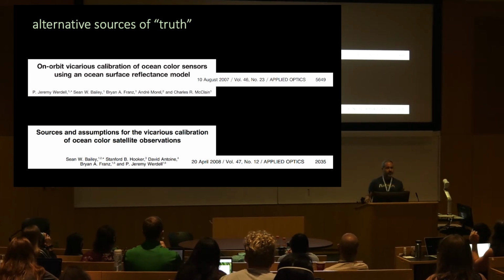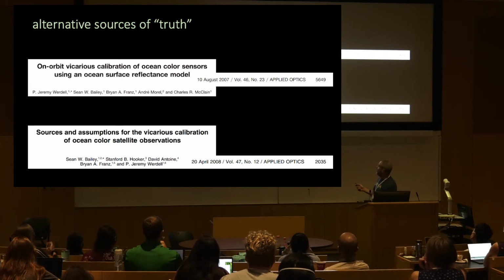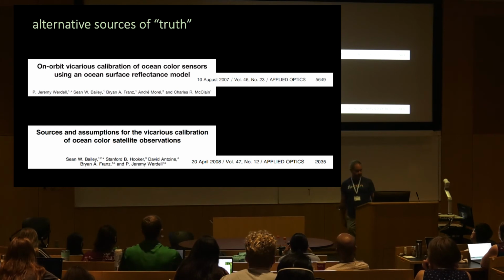Okay, so there were questions about what if you only have one MOBI? What if you want to do something else? So in our case, we have done some exploration of alternative sources of what we're calling truth here. The first is we used an ocean biooptical model, meaning we're faking the data. And the second is we were using other data sources.